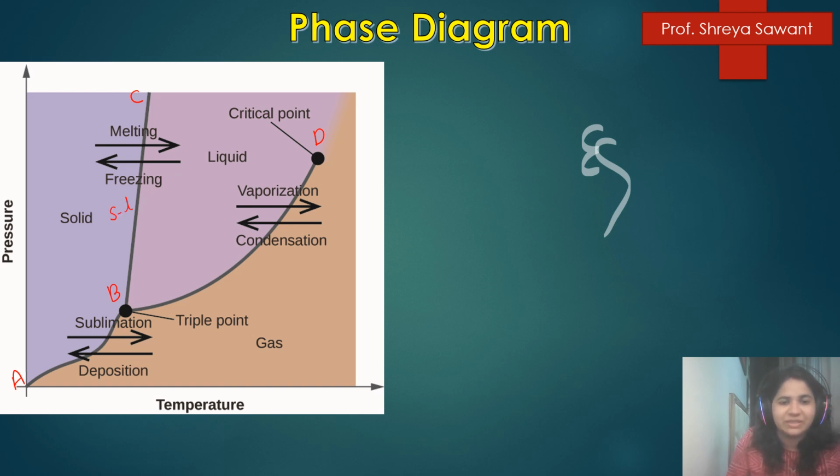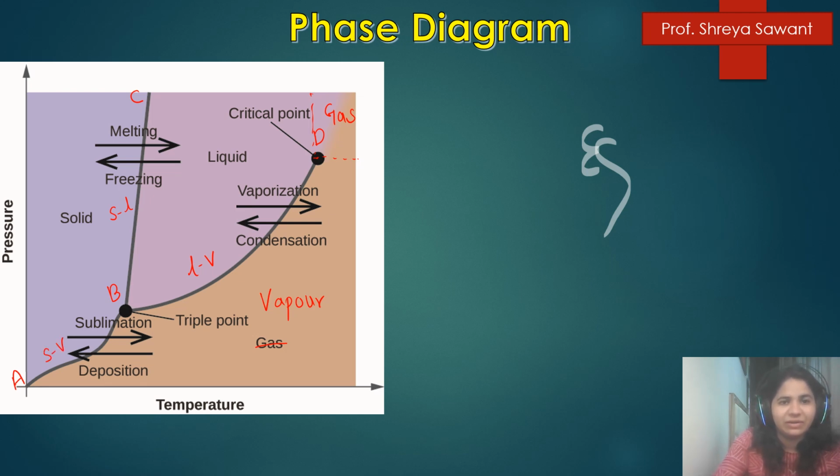The second curve is BD, which separates the two phases, liquid and vapor. Instead of writing gas, I am writing vapor here. And above the critical point, that is gas. The curve that separates the liquid and vapor phases is called the LV curve. And the solid and vapor are separated by another curve, which is called the SV curve. So this is the SV curve.